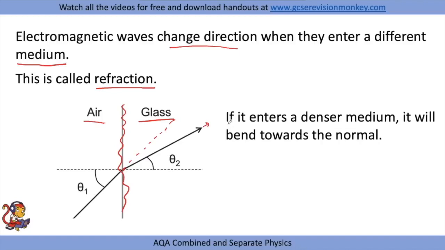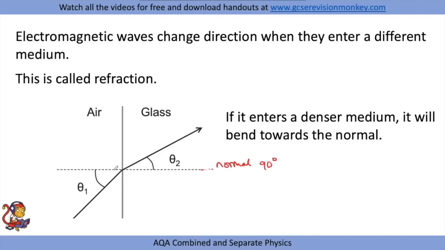And if it enters a denser medium, it will bend towards the normal, which is in the case of this diagram here. So air is less dense than glass, so the wave is heading in this direction. It's going from the less dense air to the more dense glass, so it bends towards the normal. The normal is this imaginary line here, this dotted line. This is the normal line, and this is drawn at 90 degrees to the surface.